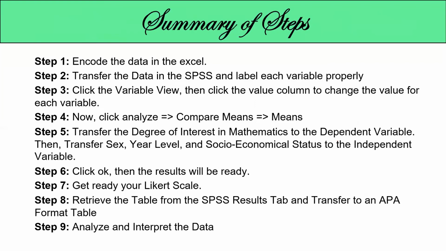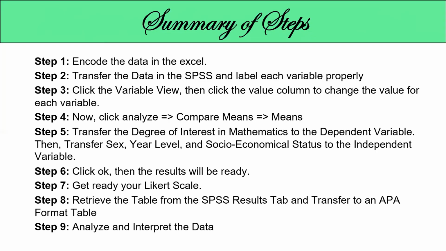So step one, of course, we encode the data in Excel, or you retrieve it from your Google form if you are using Google form. Step one also includes coding, by the way. Step two, you transfer the data from your Excel to the SPSS. Step three is you click the variable view and change the values and the measure of the variable. Step four is you click analyze, compare means, and then click means.